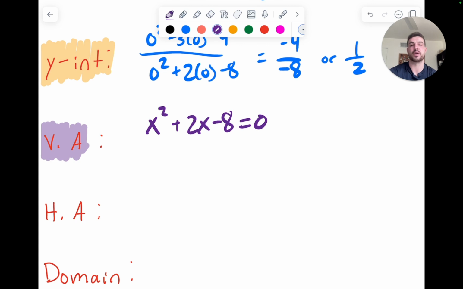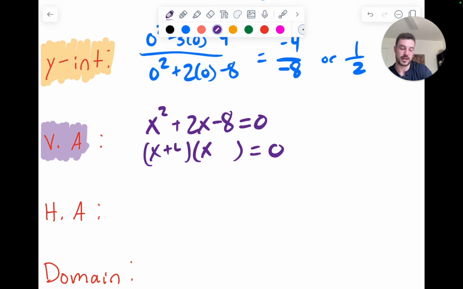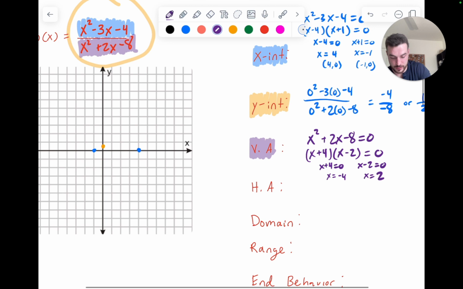Again, it's a quadratic, so I can factor. Technically, I could take the square root, but because there are two different x terms here, an x squared and an x to the first power, I can't do that. So I'm going to factor this as well. I need two numbers that multiply to negative 8 and add to 2. That's a positive 4 and a negative 2. By setting each one of these equal to 0, I get those asymptote equations. So I've got x equals negative 4 and x equals positive 2.